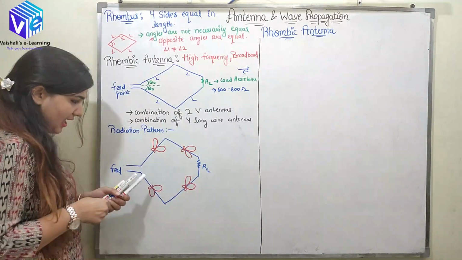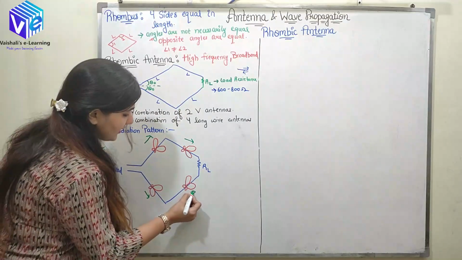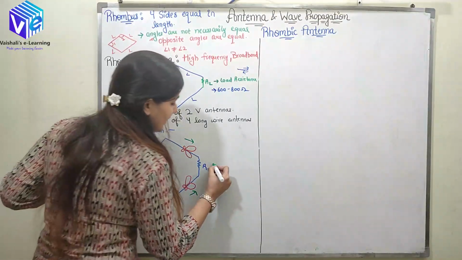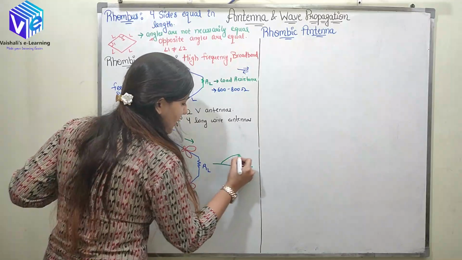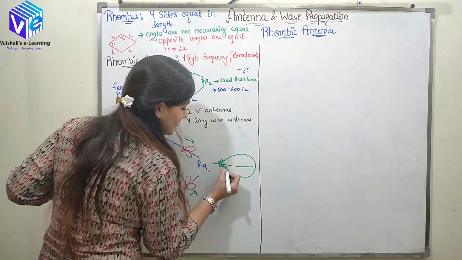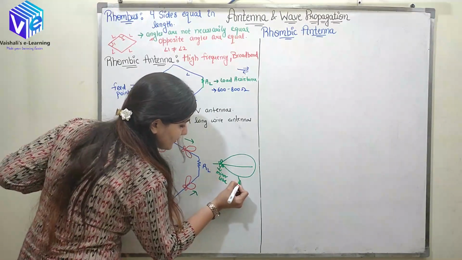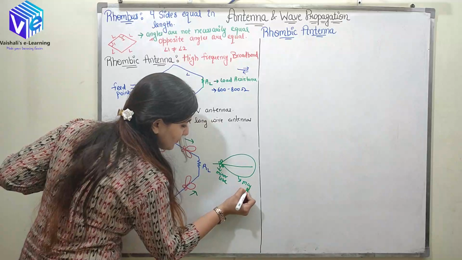Now again, I'll combine the radiation patterns. The radiation patterns in all the four directions will combine, and I'll get a massive radiation pattern in the front direction and some minor lobes. And this is my massive major lobe.